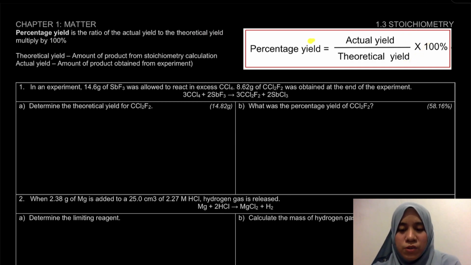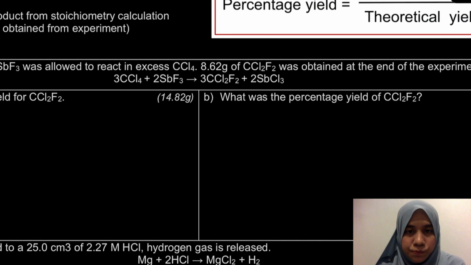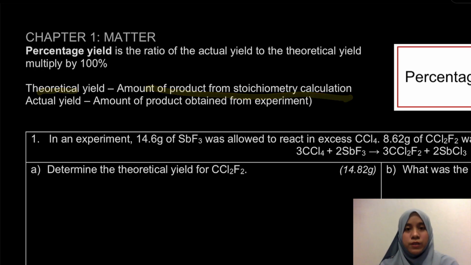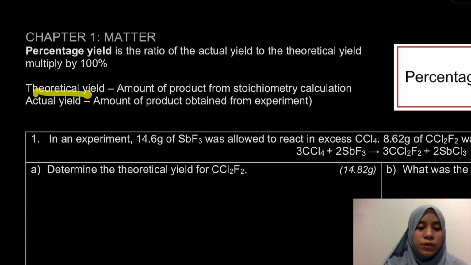So we know yield is product. What is actual, and what is theoretical? Theoretical is the amount of product from the stoichiometric calculation. In the limiting reactant example, we determine the limiting reactant first, then we find out the amount of product. That amount of product we find from the calculation itself. It is only in theory. In theory, you are supposed to get this value. So that is the theoretical yield.